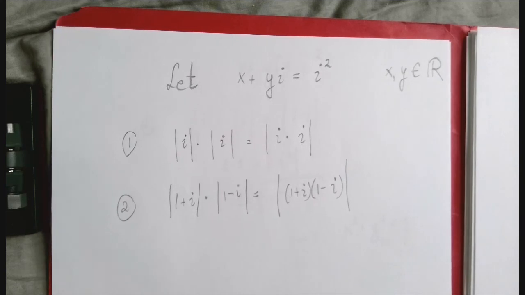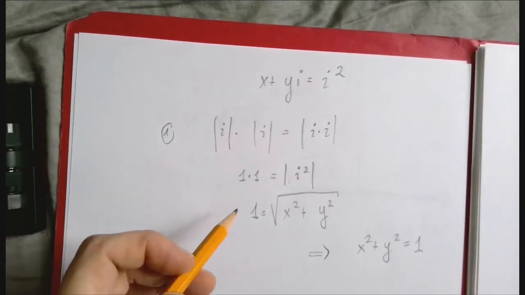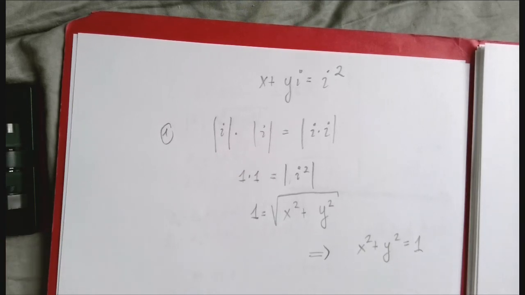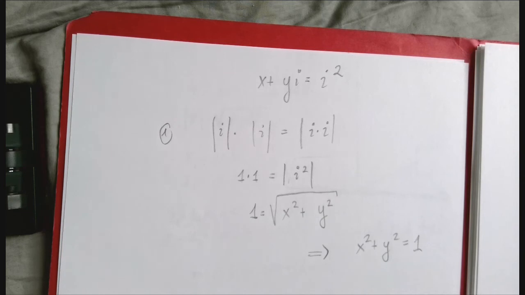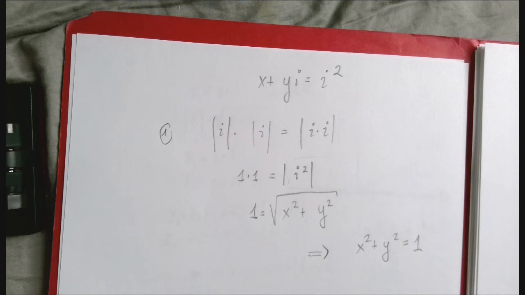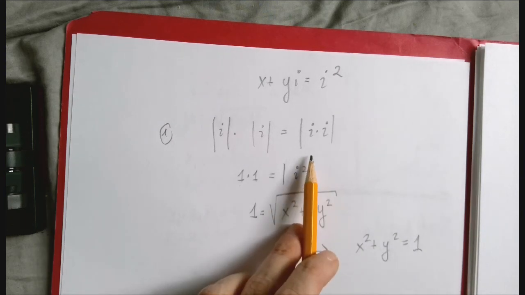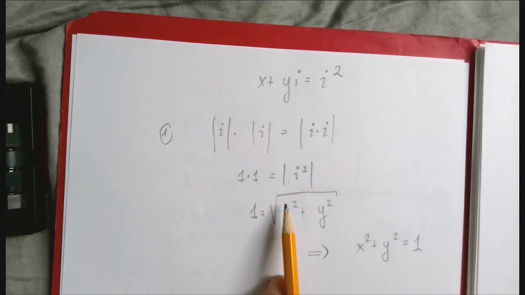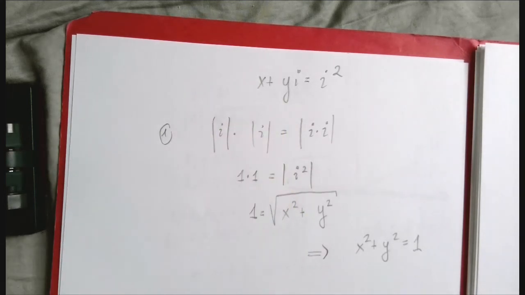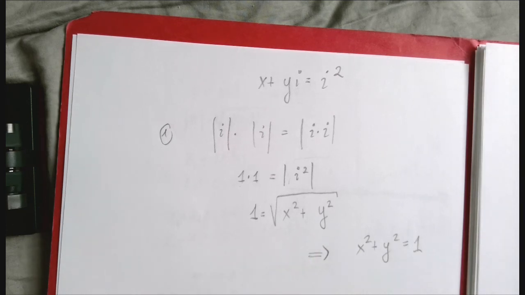Let's see what we get from the first one. The absolute value of i is 1, right? i corresponds to the point (0, 1) on the coordinate system. That's 1 unit away from the origin. So 1 times 1 is the left-hand side. The right-hand side is the absolute value of i squared. Because we labeled i squared x plus yi, that is going to be the square root of x squared plus y squared. This is an equation with real numbers. Once we square both sides, we obtain x squared plus y squared equals 1.